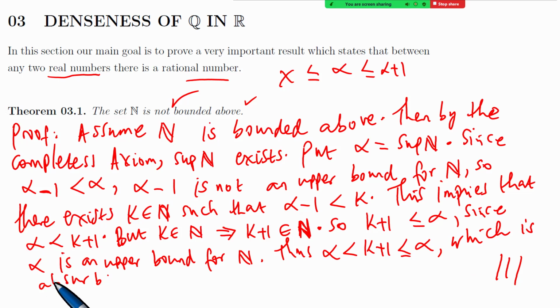Okay, so alpha is less than k plus 1, but simultaneously k plus 1 is less or equal to alpha, and therefore alpha is less than k plus 1, which is less or equal to alpha, which is absurd, because alpha is less than itself. A contradiction, and hence n is not bounded above. Okay, we move on.